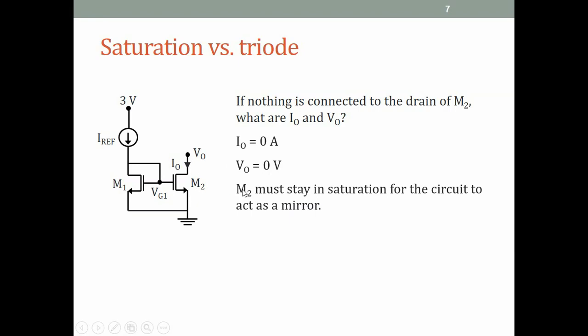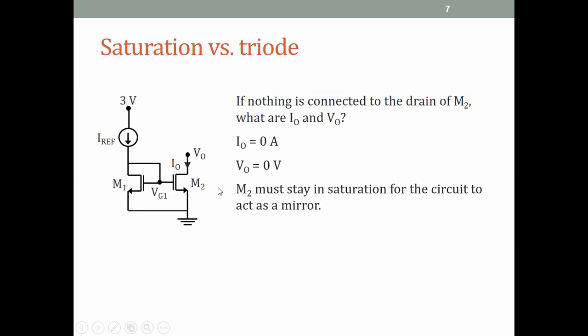What this also reminds us is that for this to act as a current mirror, that is, for I0 to be equal to IRF, M2 must be in saturation. As soon as M2 goes into triode, the current I0 will not be equal to IRF. This circuit, without anything connected to the drain of M2, is of course an extreme case of triode. So M2 is in triode with a 0 drain source voltage.